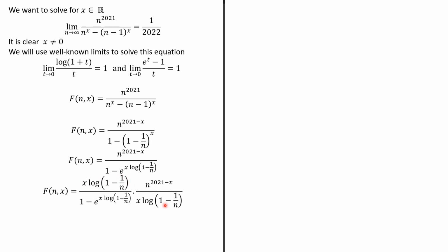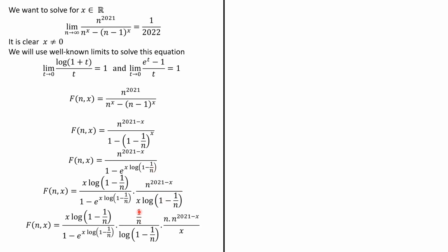Now, we have this term. If we set t equal to negative 1 over n, this is going to 0. So we may want to have again this other pattern. To do this, we need to introduce a numerator negative 1 over n. But here we'll just introduce 1 over n as here. So we introduce 1 over n, but to compensate for this, we multiply by n.